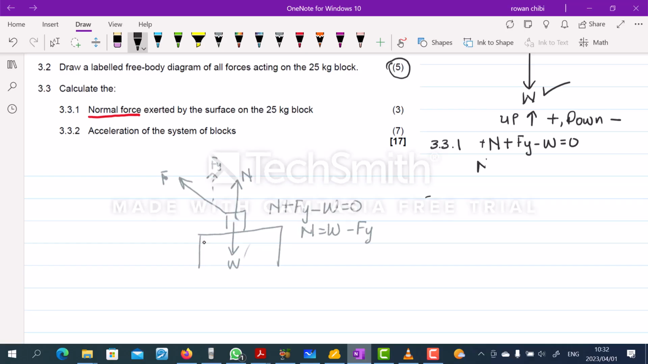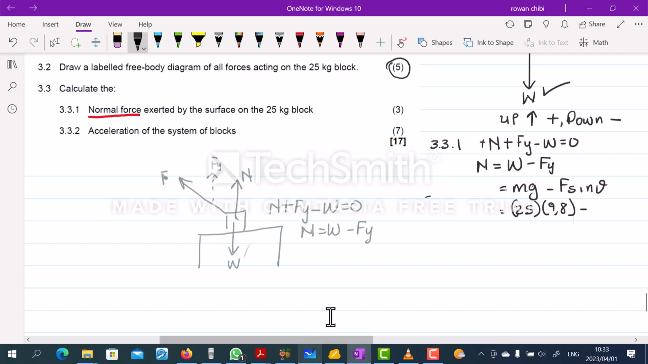So then N is equal to, take the weight to the other side, it is going to be positive. Take Fy to the other side, it is going to be negative Fy. And the weight is mg. Fy is F sine of theta. What is the mass? It's 25. What is the g? It's 9.8 minus.